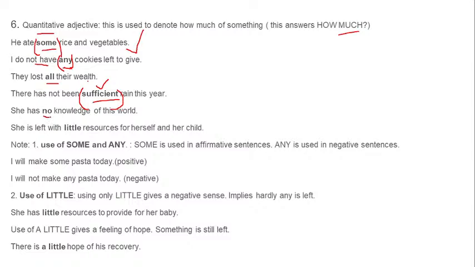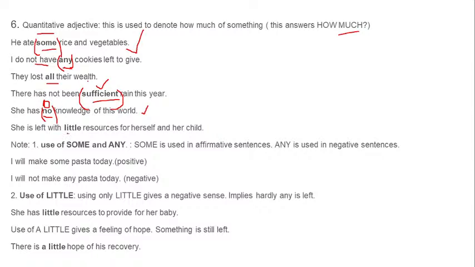She has no knowledge of this world. That means zero. But again, it's a quantity only. So how much knowledge? No knowledge. The sense it gives is obviously negative, that there is nothing, no knowledge. But that's a quantitative adjective, no knowledge. The quantity can be anything. The quantity can be many, the quantity can be zero, but anyway that is a quantity. So all these are quantitative adjectives.